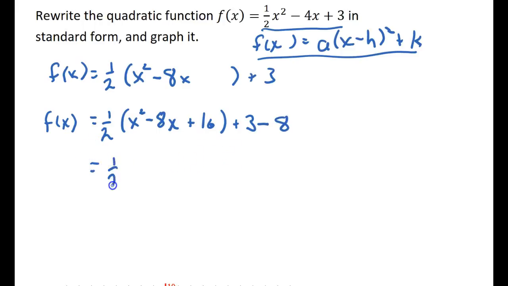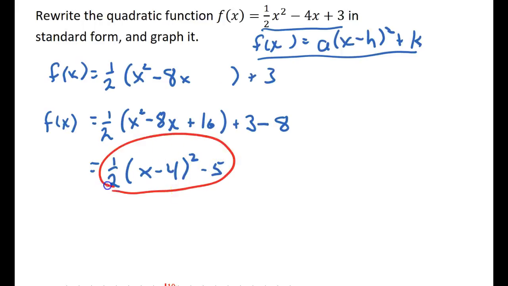Okay, so now I have 1/2, and this trinomial square will factor into (x minus 4) times (x minus 4), and 3 minus 8 is negative 5. Hey, look at that. That is now in that form, isn't it? So we know that h is 4, and k is negative 5.